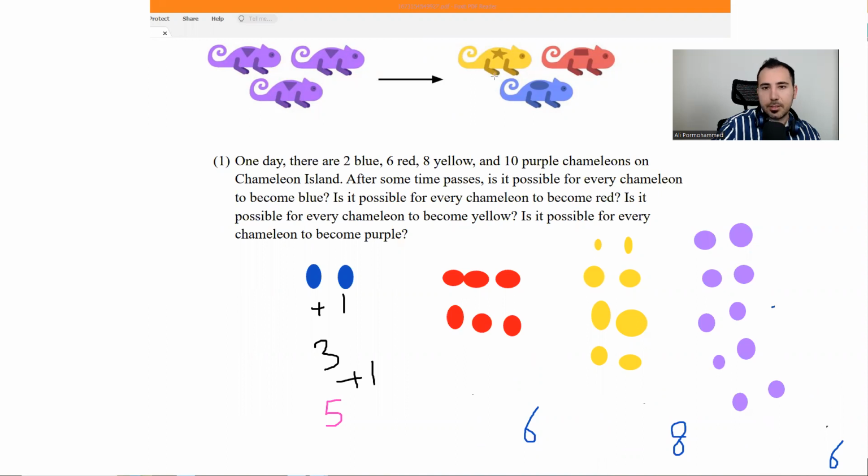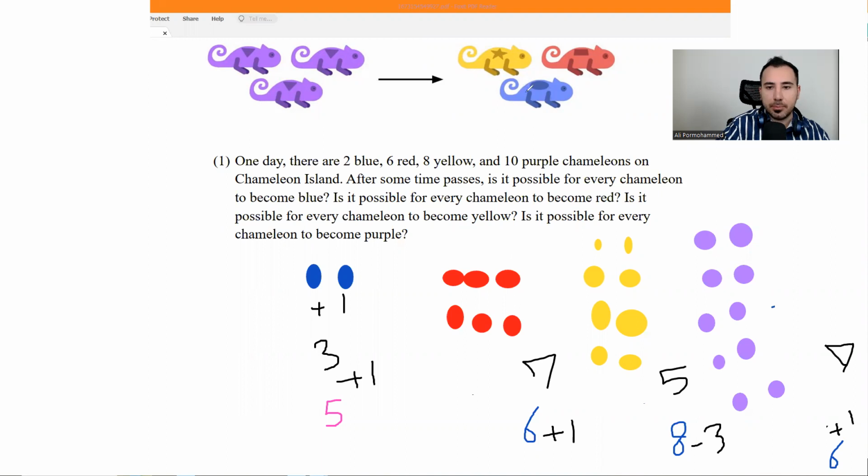Okay. So again, the last time we choose 3 yellows. Yellows will be minus by 3. This will be plus by 1. This will be plus by 1. So again, not quite there. You see, this will be 7, 5, and 7. So we kind of get the idea, right?